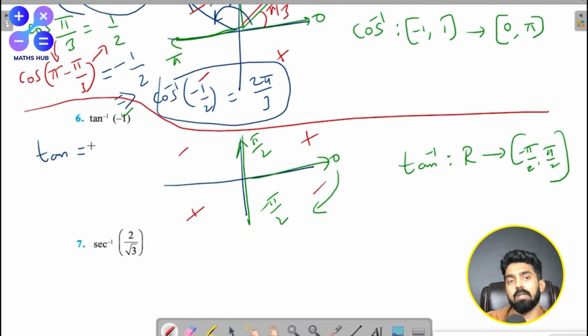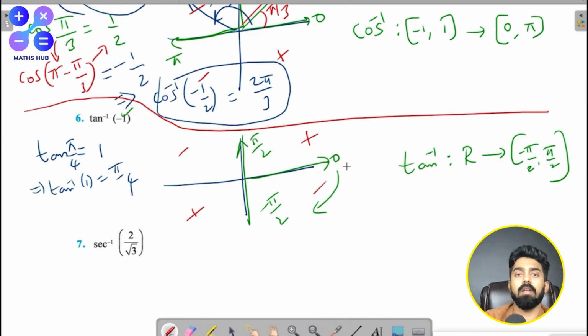Tan 0 is 0, tan 90 is infinity. But tan 45 is what gives you 1, right? So tan pi by 4 is 1. Right, so that's tan 45. Tan pi by 4 is 1. So this means tan inverse of 1 is pi by 4.